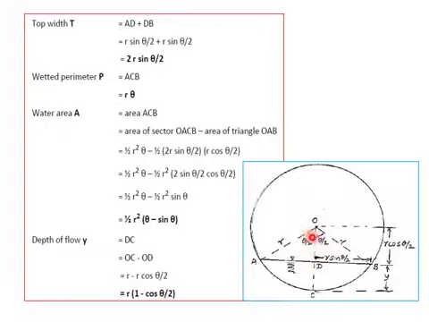Hence, if you are able to find the angle theta, the various parameters can be determined: the top width, given by 2r sin theta by 2; the wetted perimeter, given by r theta; the water area, given by half r square into theta minus sin theta; or the depth of flow, that is r into 1 minus cos theta by 2. These are the various geometric elements that have been discussed in the introduction to open channel flow.